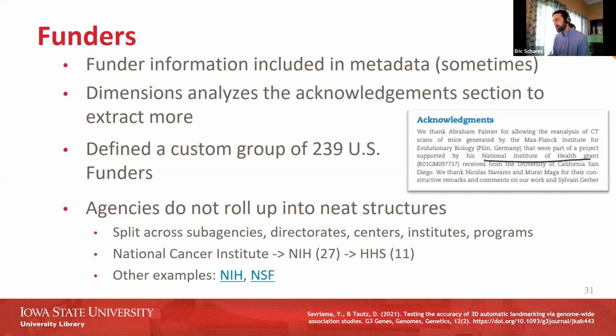I think Dimensions also has agreements with some publishers to obtain additional funding information on top of what they get from Crossref. So they try to further enrich what they get and offer that funding information for folks like me to study. And so what I was able to do was define a custom group of 239 US federal funding agencies, and I added those one by one to this custom funder group that I can then use in the previous slide to construct my search query.